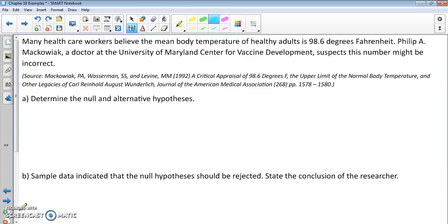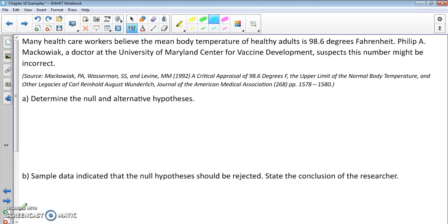Many healthcare workers believe that the mean body temperature of healthy adults is 98.6 degrees Fahrenheit. Philip, a doctor at the University of Maryland Center for Vaccine Development, suspects this number might be incorrect. Determine the null and alternative hypotheses.